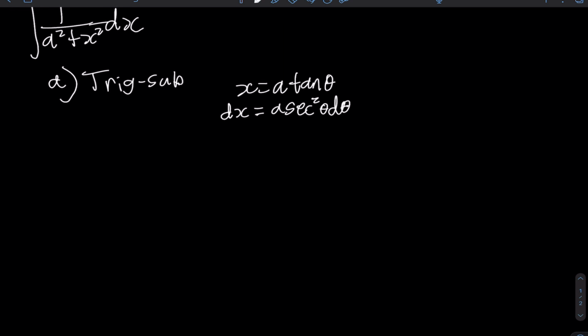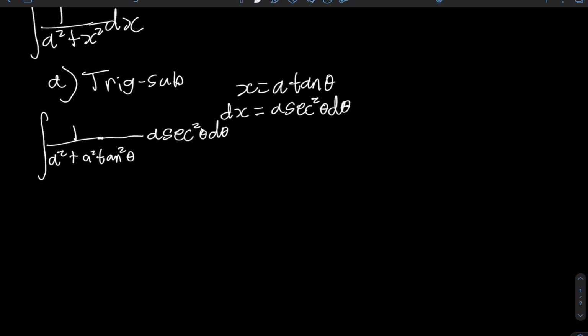Now let's substitute these into our integral. We have 1 over a squared plus x squared, where x is now a tan theta, and we're squaring that, so we can just square both terms. So we have a squared tangent squared theta, and then our dx now is a secant squared theta d theta. So we're in the theta world right now.